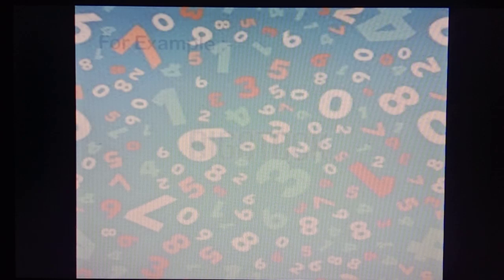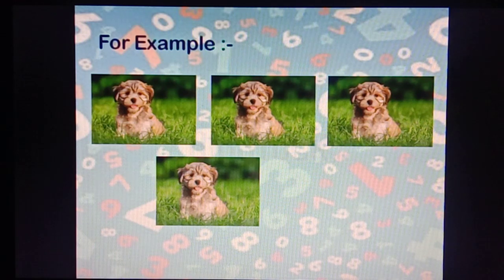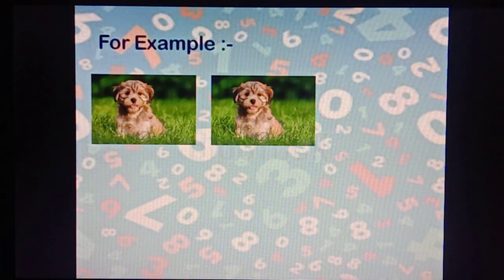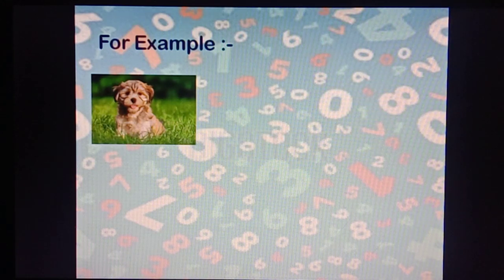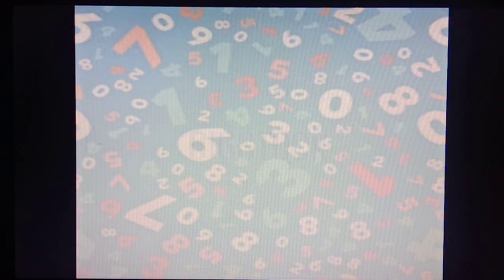For example, there are 5 dogs. When we subtract one of the dogs, there are 4 dogs left. When we subtract one more, there are only 3 dogs left. When we subtract one more, there are 2 dogs left. When we subtract one more, there is only 1 dog left. And when we subtract the last one, do you know how many dogs are left? Excellent! There are 0 dogs left.